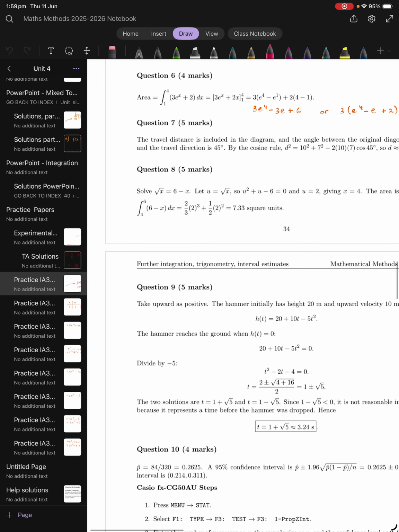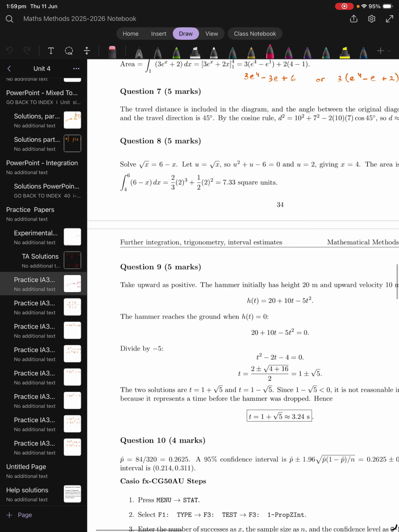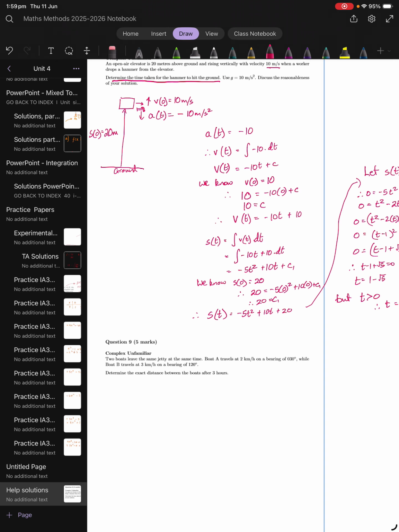Question 9. Yeah, and this was a non-calculator one, so I don't expect you to find that. And again, look, they've shown you how to do the working for the quadratic formula there. So that should be all good.